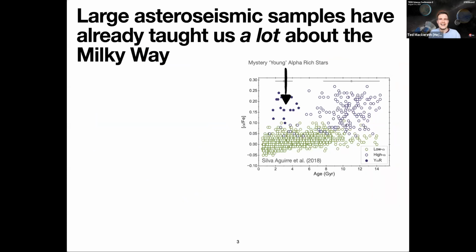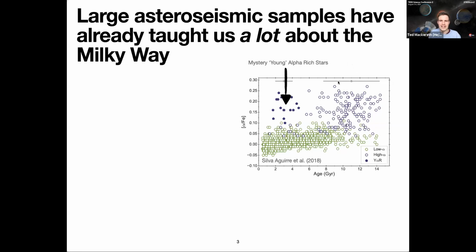And so large asteroseismic samples are already teaching us a lot about the Milky Way. So Marc showed this in his talk as well. This is work from Silva Aguirre using Kepler that measured ages for a large sample of stars within the Kepler field, which overlapped with APOGEE and therefore had element abundances. And this just shows age versus alpha to iron for a set of those stars.